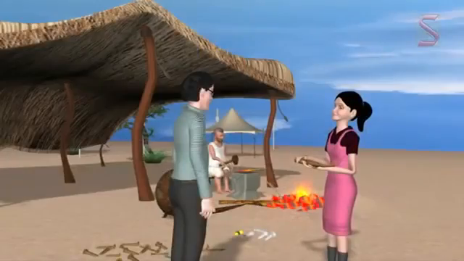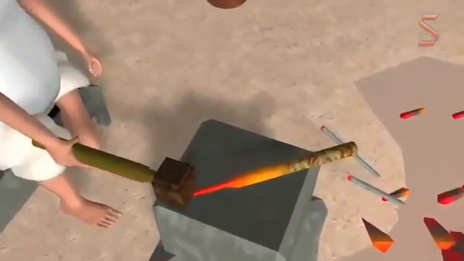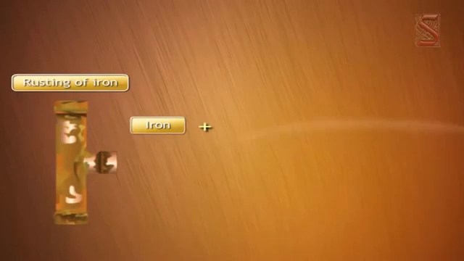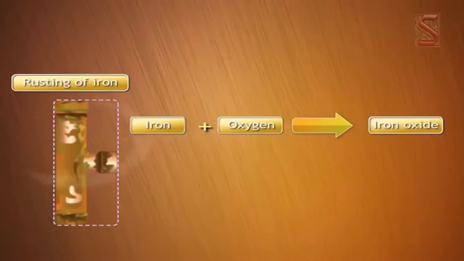Dad, why has this iron rod turned like this? It's rusted. Iron reacts with atmospheric oxygen and moisture to form iron oxide, which is commonly known as rust. Metals react with other elements in a variety of ways.